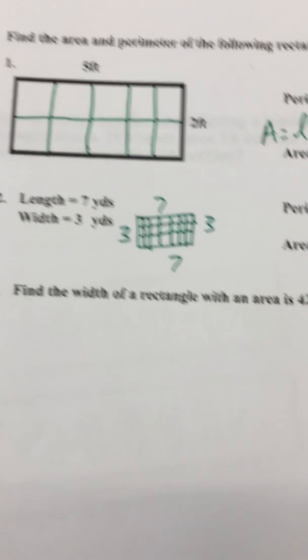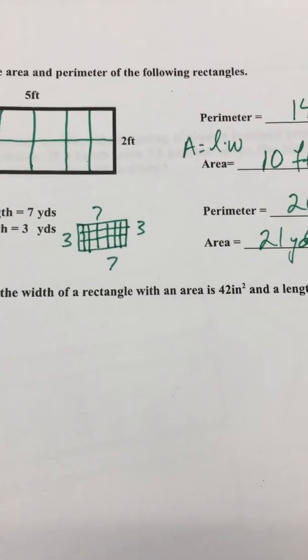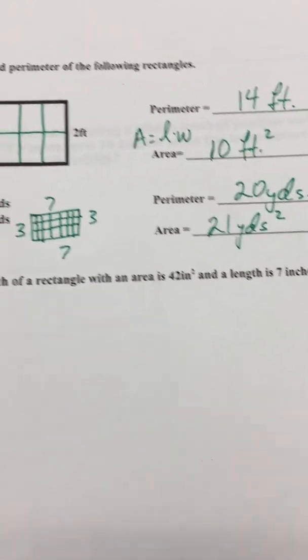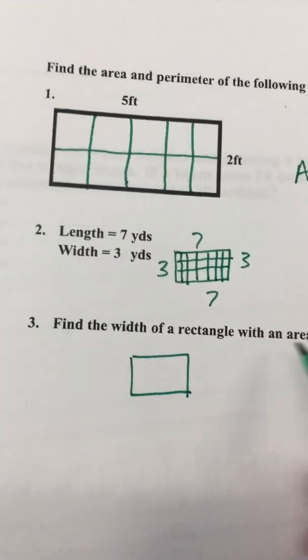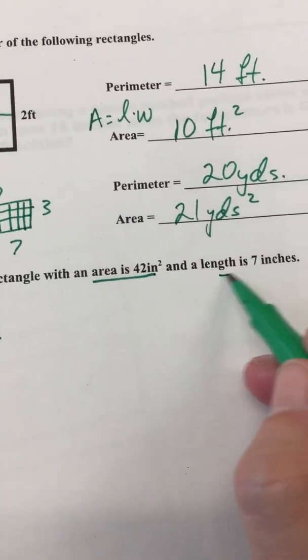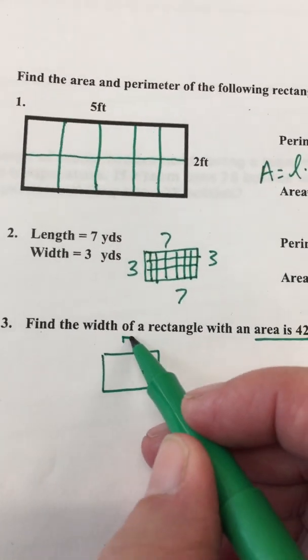All right. Find the width of a rectangle with an area of 42 inches squared and a length of 7 inches. So remember, it's a rectangle, so you want to draw yourself a picture that helps. They tell you the area is that, and they say the length is 7 inches. So my length is 7.